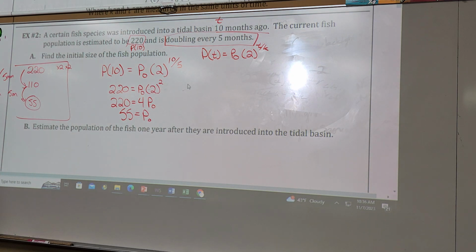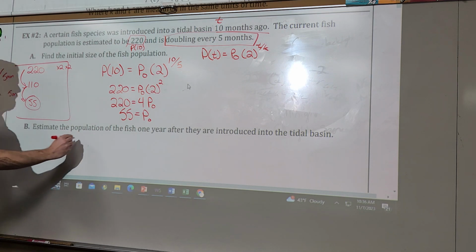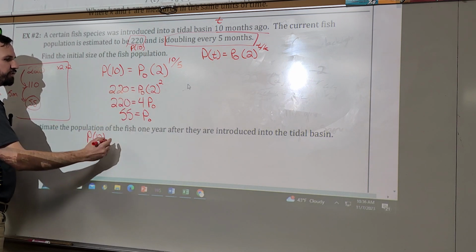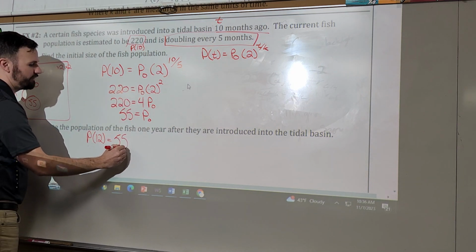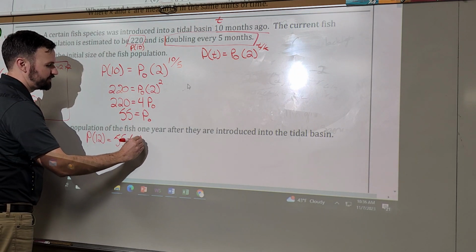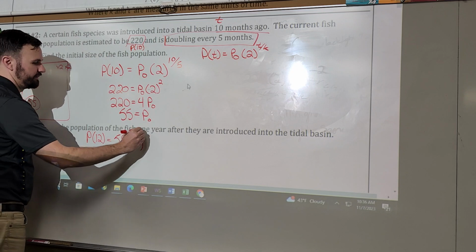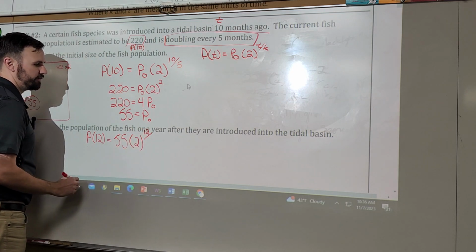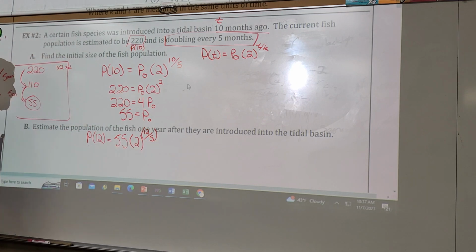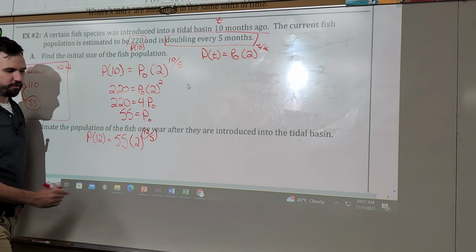Can I find the population after 1 year? So I'm going to plug in 1 for T, right? I'm going to do P of 12. Do I have an initial now? 55 times 2. What am I plugging in for T? 12 over 5, right? Make sure you're doing that operation first before you take it to a power of 2. I got 290.